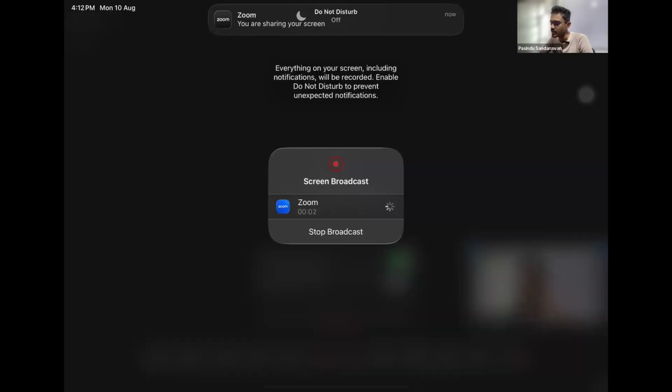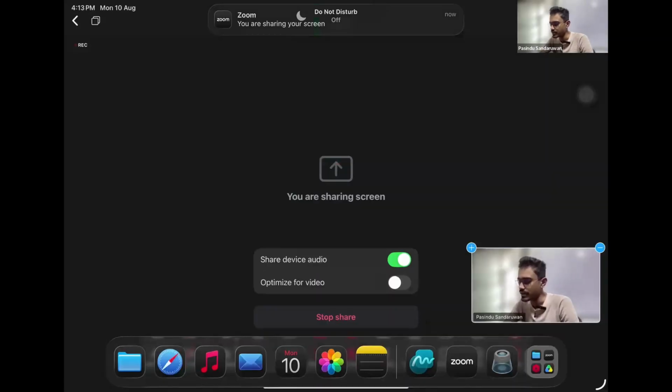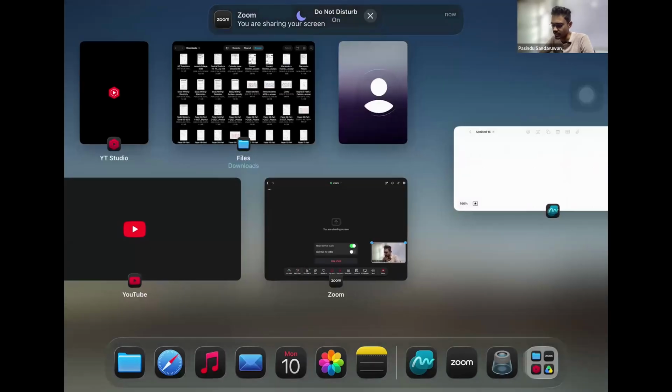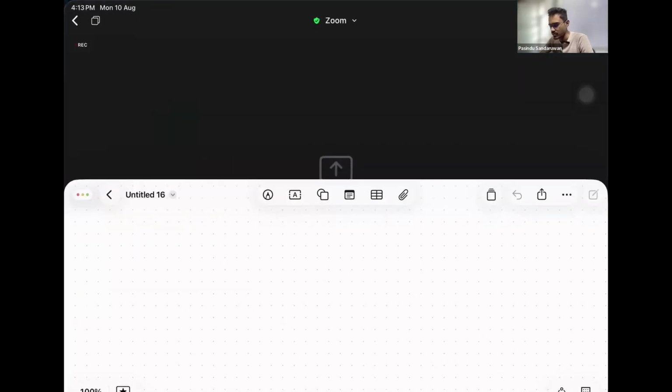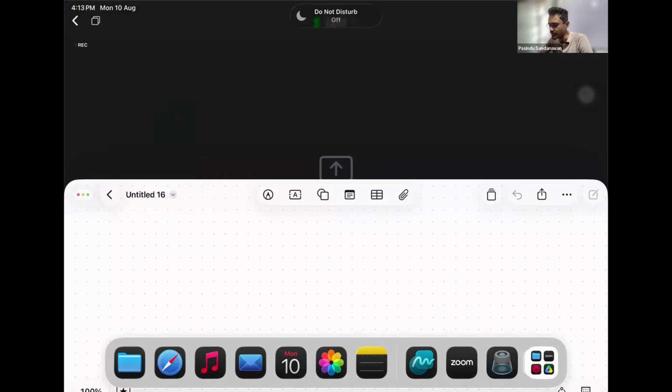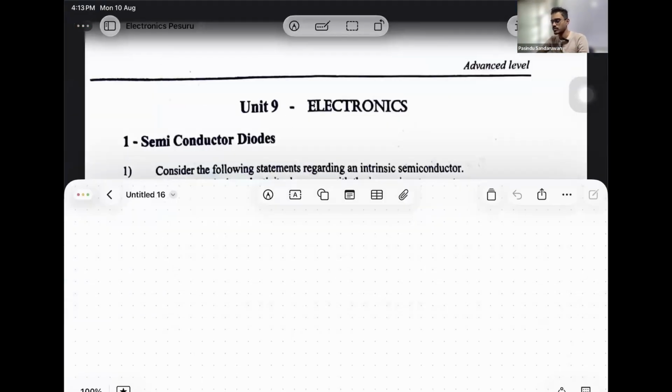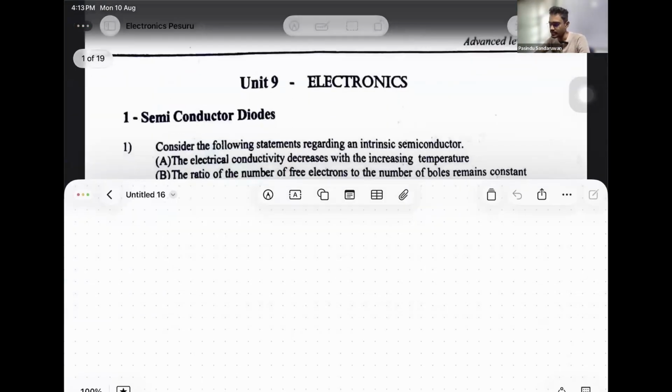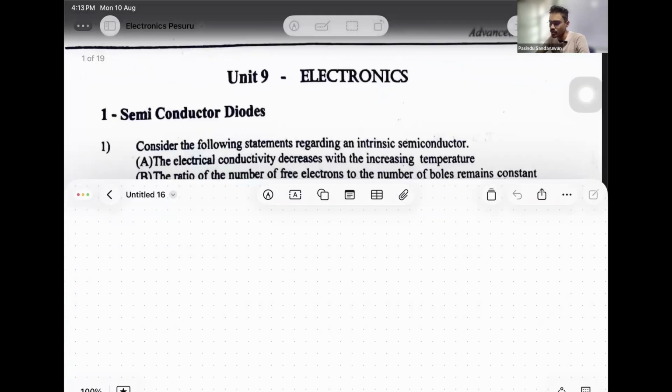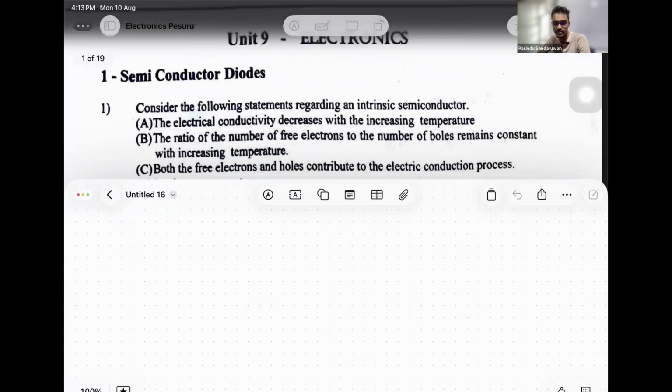All these questions are taken from past papers, so they are past paper questions. So you also can refer to your own questions if needed. Almost all of you have the past paper questions with you. Okay, we'll start with diodes. First one.